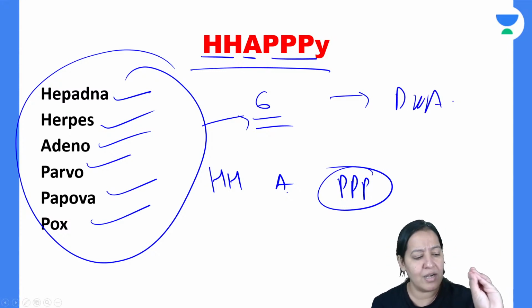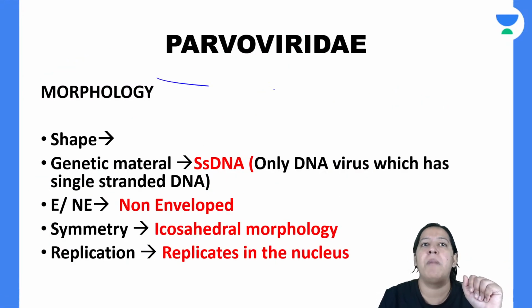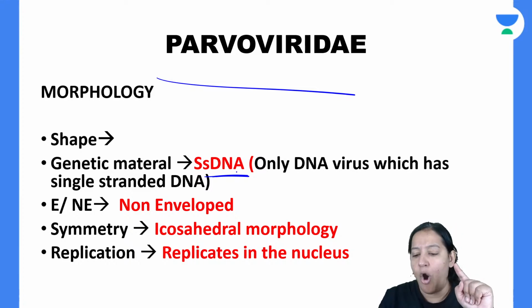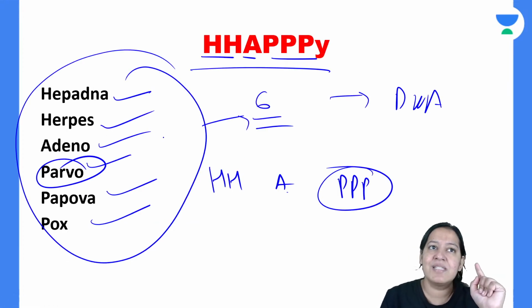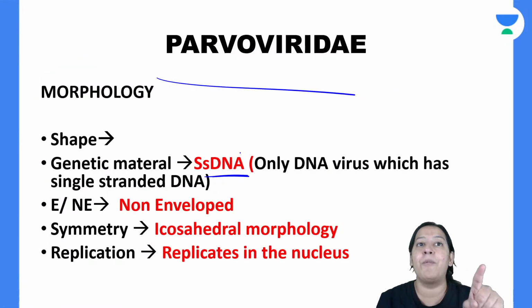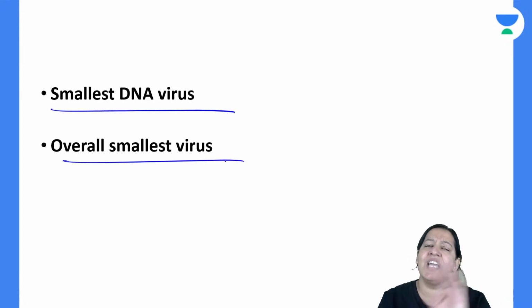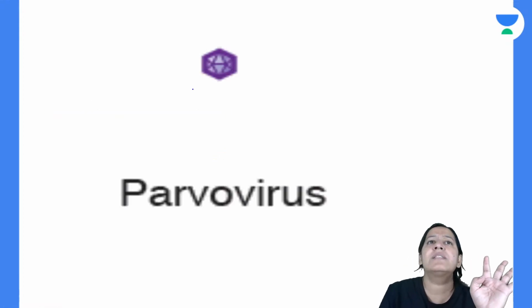So you should learn the classification first, right? Among them, parvovirus. Let me teach you parvovirus. Parvovirus is a DNA virus. All these DNA viruses are double-stranded DNA viruses except parvo, which has single-stranded DNA. So again, important MCQ or PYQ. It is the smallest DNA virus, smallest overall virus. See, it is the smallest virus.